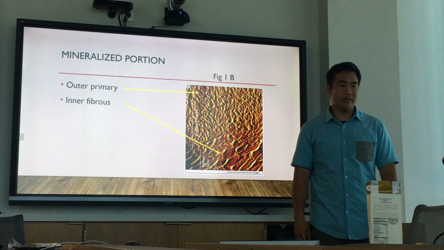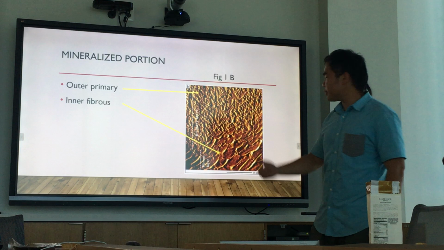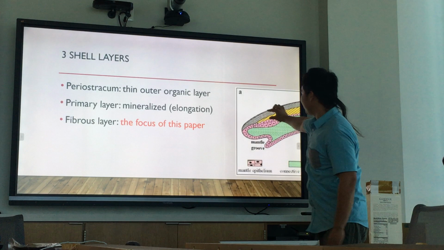Yeah, I have a question. I have a hard time understanding the orientation for this one. So the primary layer, was that close to the hinge, or what's the direction? No, this doesn't have to be close to the hinge. This is just a cross section of the shell sideways. See, this is just atomic force microscopy on this. It's a cross section. Yeah, they did it.